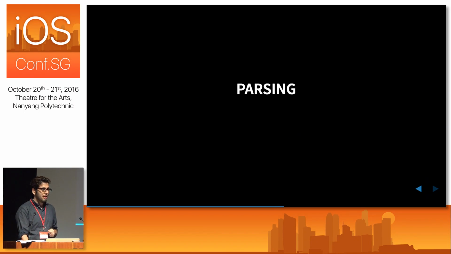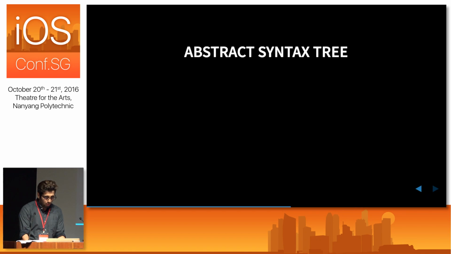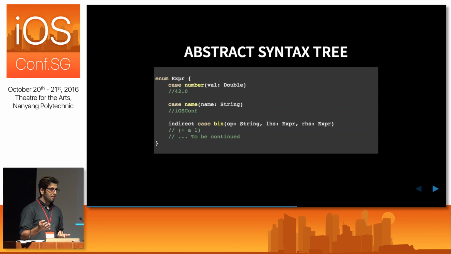The next step is parsing. Parsing means we convert tokens into an abstract syntax tree. Once again, abstract syntax tree, to people who haven't heard of it before, might sound scary, but it's actually very simple. And it's something that if I show you the code, you'll be like, oh, this is what it is. So what exactly is an abstract syntax tree? For this language, I will show you the abstract syntax tree. It's just a Swift enum. This Swift enum has the following types.